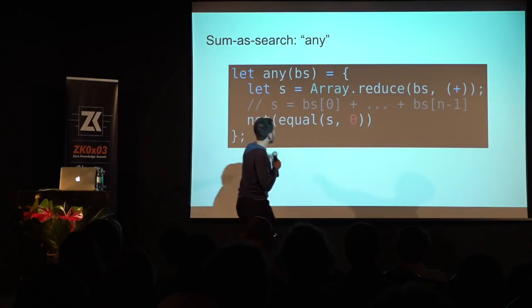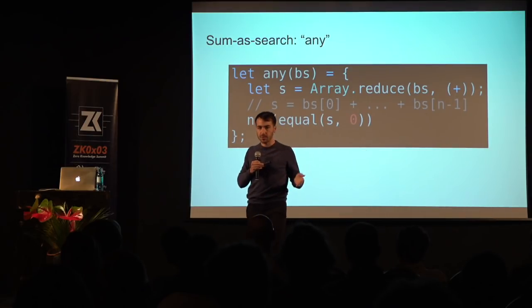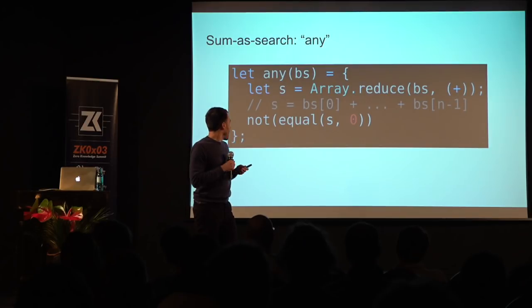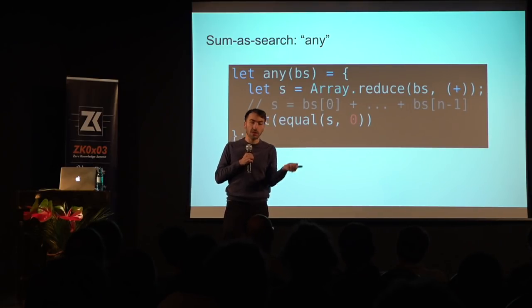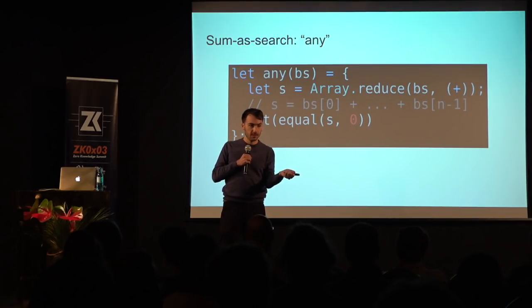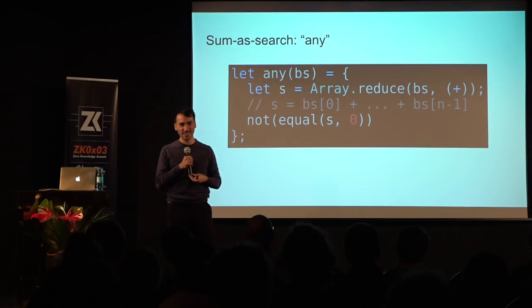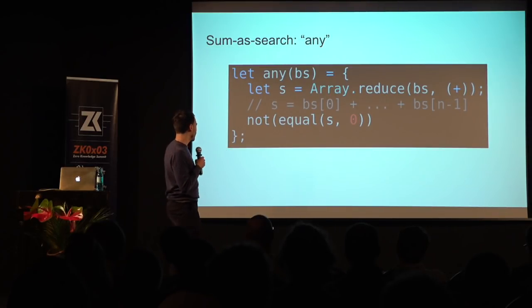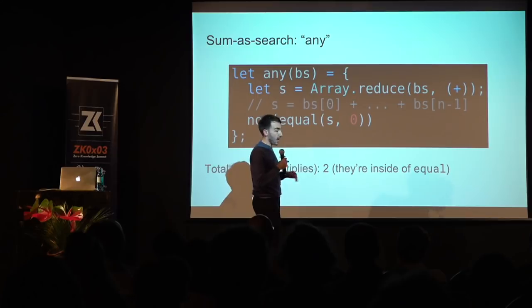What do you do? Well, you just take all your bits and you add them up. Like, they're numbers, they're field elements, you can add them. And then you look at that sum, and you say, hey, is that sum equal to 0? And if it's not equal to 0, it means one of them had to be non-zero. Does it make sense? Maybe it requires a moment of thinking. Okay. So this is great because this only costs 2 multiplies rather than n-1.